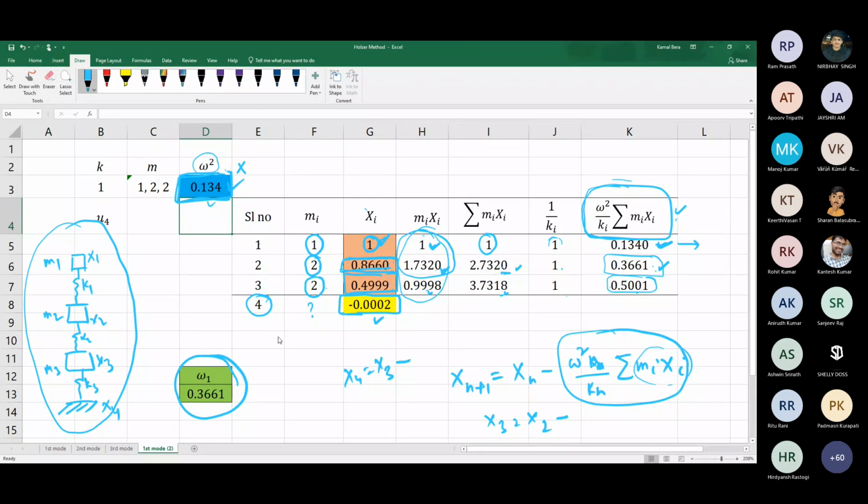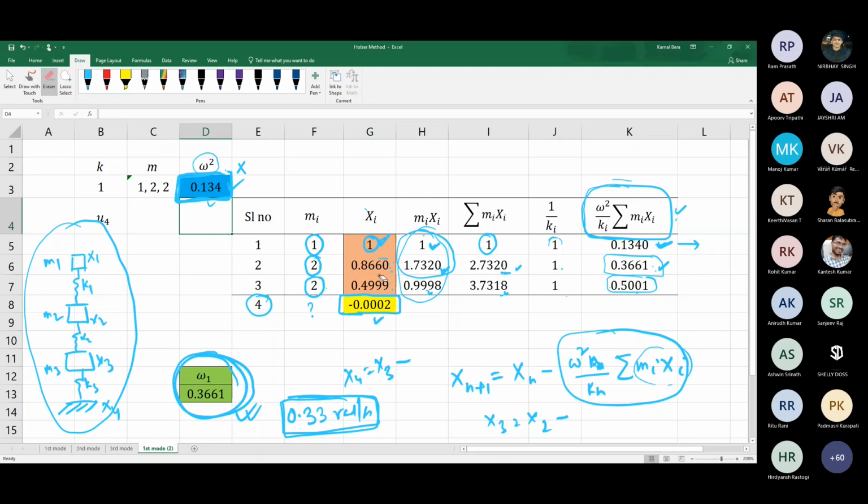What was it using Dunkerley's method? What value of omega did you get? 0.33, right? So you can see here 0.33 is less than this. So Dunkerley's method is underestimating. That is proved. And whether this is omega 1 or not, sorry, that I did not discuss, right? So this is one of the eigenvalues, that is sure. That 0.134 is one of them, whether it is omega 1 square, omega 2 square, or omega 3 square, that we do not know.